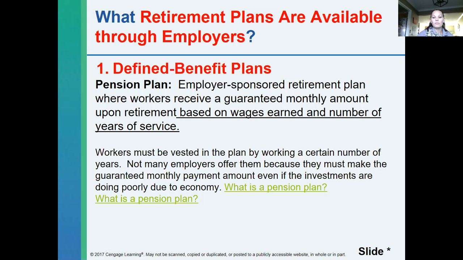So there's a pension plan. It's an employer-sponsored retirement plan where workers receive a guaranteed monthly amount upon retirement based on wages earned and the number of years of service.